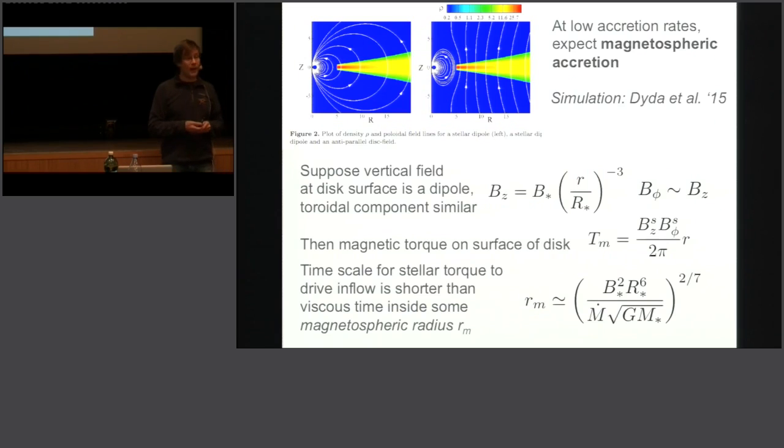Okay, so that's what we might expect at high accretion rates or weak magnetic fields. If instead we have lower accretion rates or stronger magnetic fields, we expect instead the magnetosphere of the young star to truncate the disk before it reaches the stellar surface. So here are some simulations of that. Here's the star with some magnetic field lines. Here's perhaps the sort of structure we get.